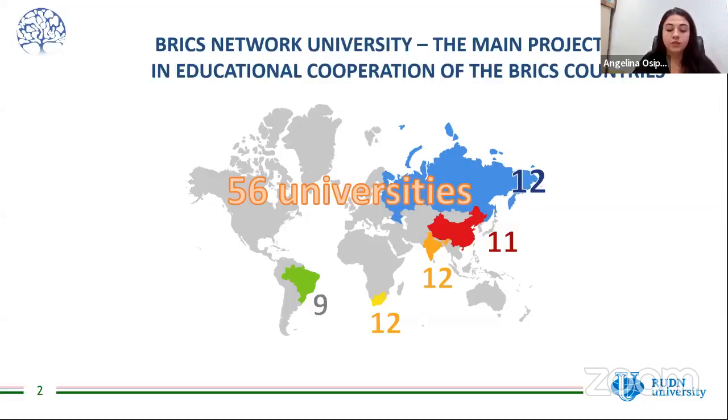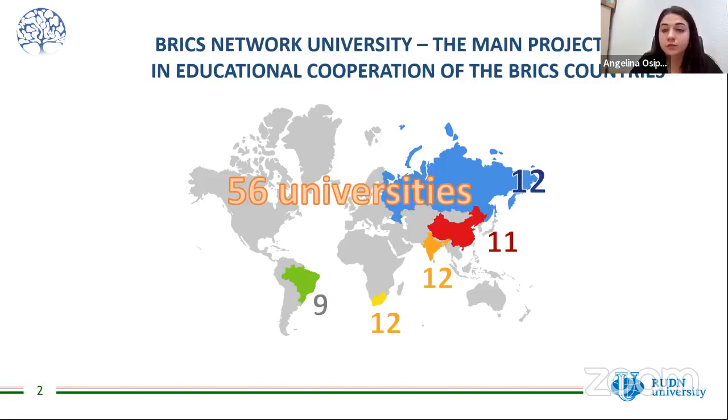The idea of BRICS Network University was suggested by the Russian party at the meeting of the ministers of education of the BRICS member states. And during Russia's presidency in BRICS 2015, the ministers of education signed the Memorandum of Understanding on establishment of BRICS Network University.